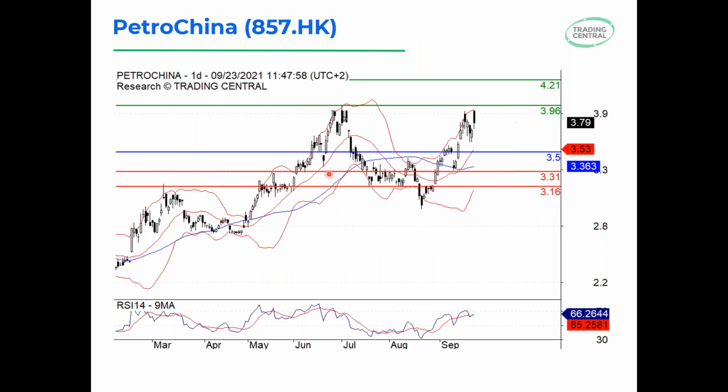And the next one, we have PetroChina. As far as I know, oil prices are doing well these days. It should help PetroChina at the moment. You see, we have a cross here. This is good. This is the 20-day moving average crossing above the 50-day one. Some people would like to see the 50-day crossing above the 200-day moving average, which we call a golden cross. But now this one is 20 above 50. The overhead is at 3.96, and the next upward target is at 4.21.